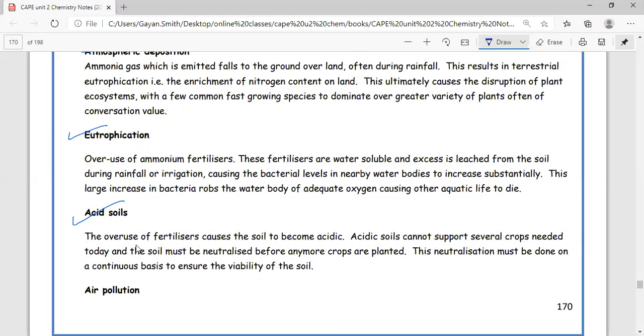Also, in terms of acidic soil, the overuse of fertilizers can eventually cause the soil to become acidic. And when the soils become acidic, they cannot support several crops that are needed today, and the soil must be neutralized before any more crops are planted. This neutralization must be done on a continuous basis to ensure the viability of the soil.